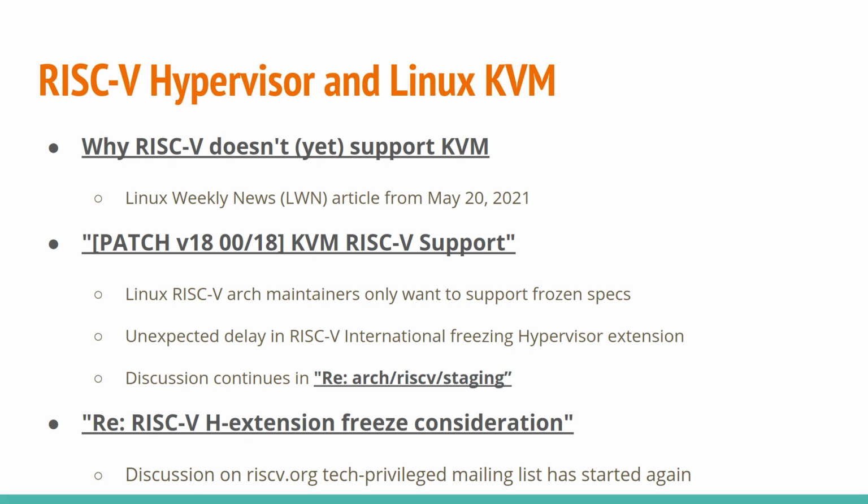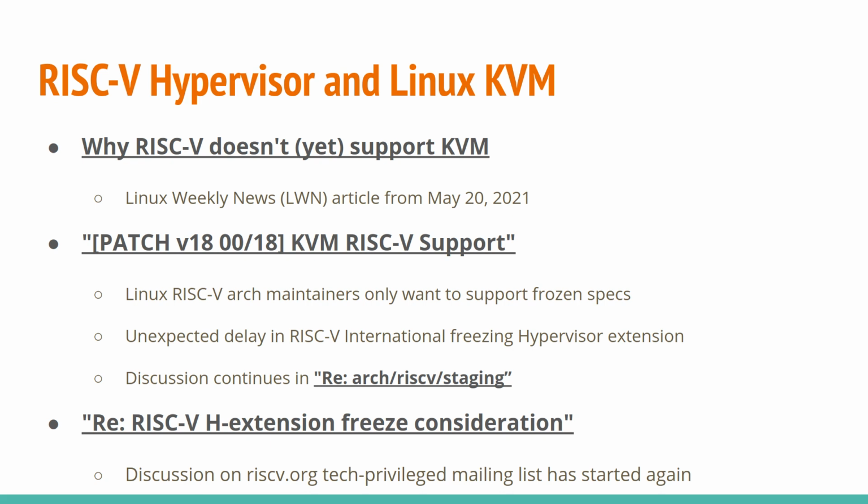Now, I had mentioned the draft of the RISC-V hypervisor earlier, and how there's currently a patch set that adds support for that in KVM, which is the virtual machine that's part of the Linux kernel. And recently, Linux Weekly News, which is one of my favorite websites, had a story about why RISC-V doesn't yet support KVM. And I highly recommend reading this thread here from the Linux kernel mailing list, which was sparked off by a new posting of the most recent revision of the patch set.